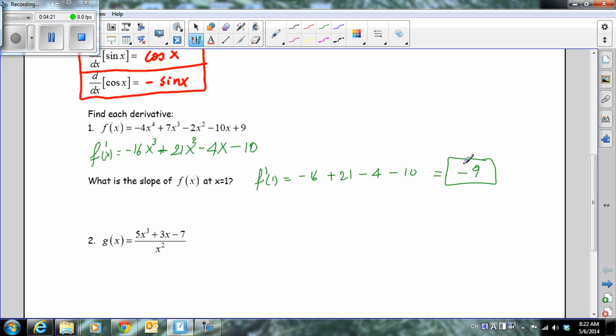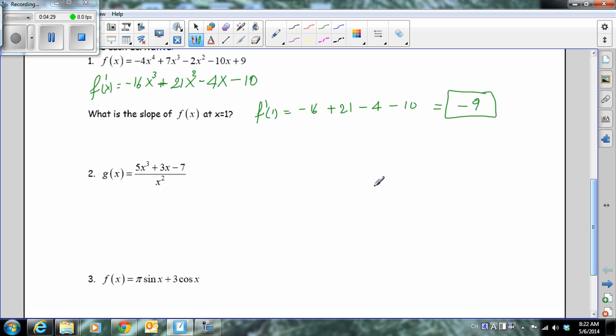Alright, for 2 it says 5x cubed plus 3x minus 7 over x squared. One thing you can do is, because you don't know the quotient rule, you can instead transform this one as 5x, because I'm doing 5x cubed over x squared, plus 3x to the power of negative 1, because this is x to the power of 1, 1 minus 2 is negative 1, minus 7x to the power of negative 2. I just wrote it back down omitting the fraction.